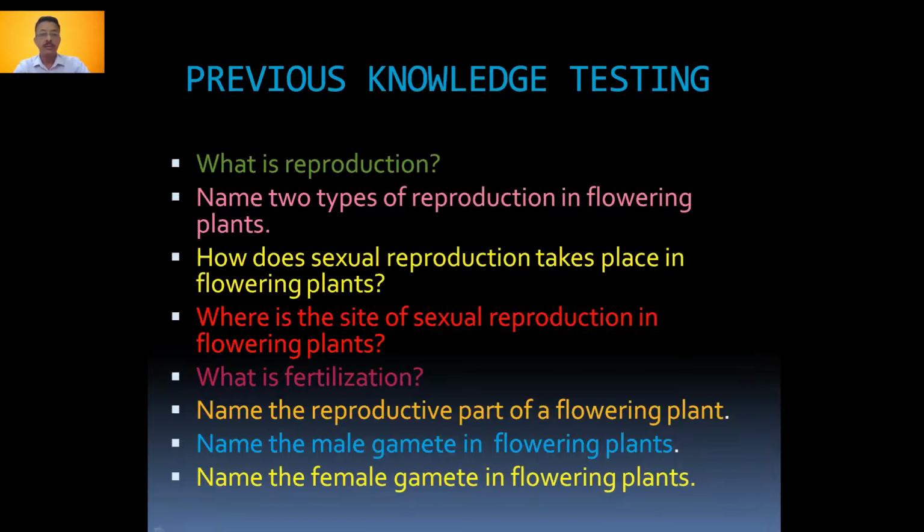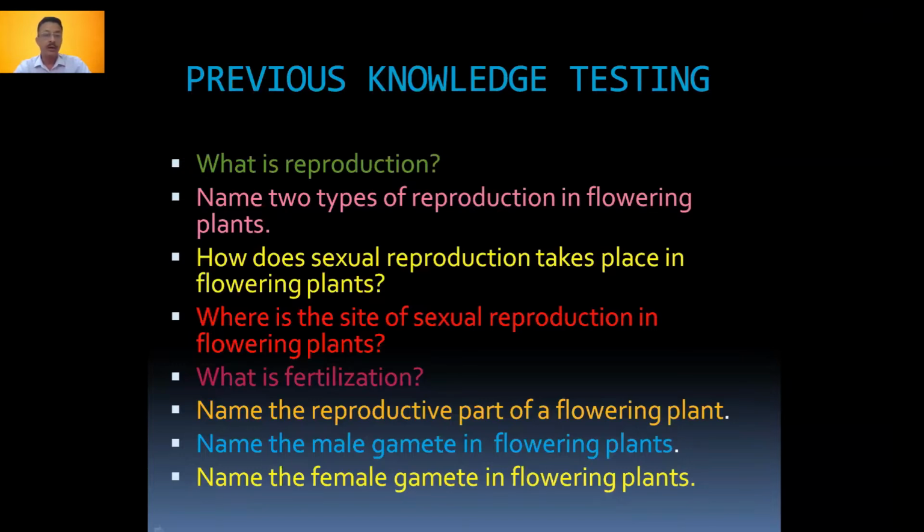How does sexual reproduction take place in flowering plants? Here the students will think about how sexual reproduction takes place in flowering plants with the help of gametes. And where is the site of sexual reproduction in flowering plants? Which part in flowering plants is where sexual reproduction takes place? Then what is fertilization? Fertilization is the fusion of the male and female gametes to produce a zygote. Name the reproductive part of the flowering plant, that is flower.